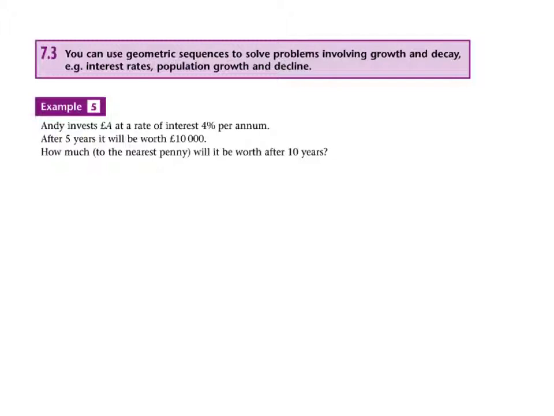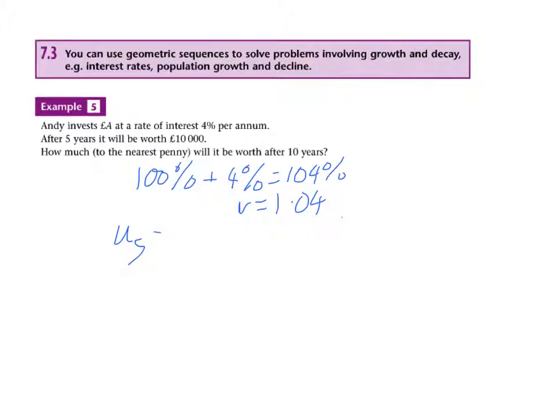So if we look at this, we have an interest rate of 4%. That means after 1 year, we have the initial amount plus 4%, which means we have 104%. Now we need our common ratio. Our common ratio here, our multiplier, is going to be 1.04. So after 5 years, U5 will be the initial amount, which in this case is a, multiplied by 1.04 to the power 5. Remember, it's to the power 5, not to the power 4, even though we've got 5 here.